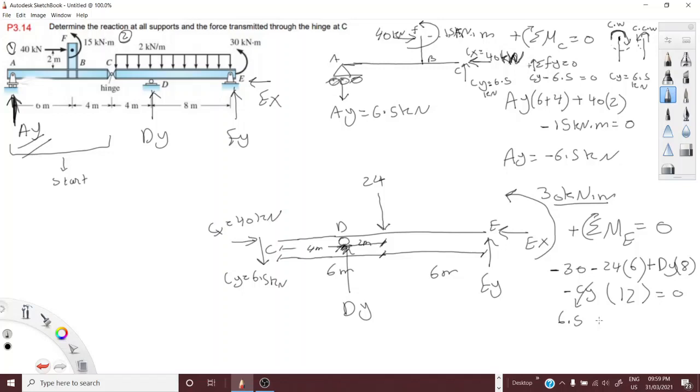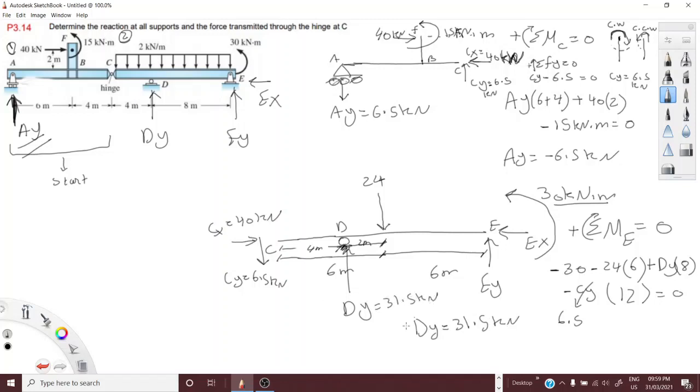So we can find it. Dy is minus 30 minus 24 times 6 minus 6.5 times 12, which is 252, divided by 8, which is 31.5. So Dy is 31.5 kilonewton.